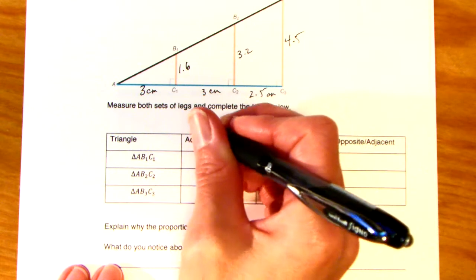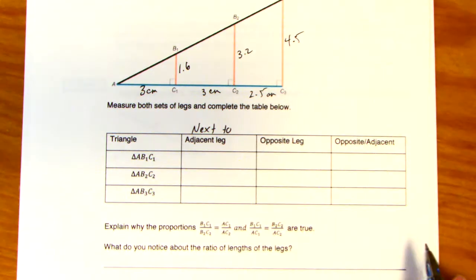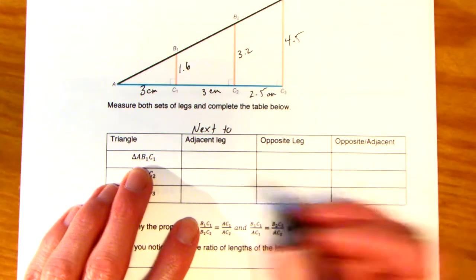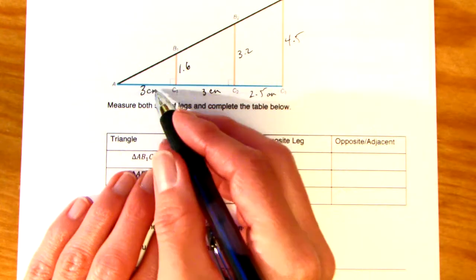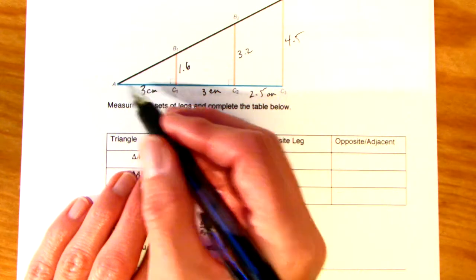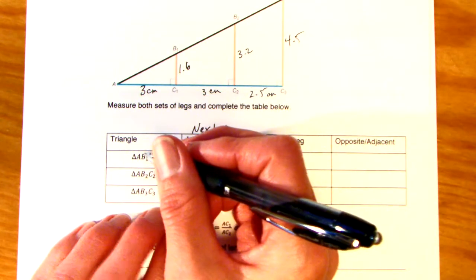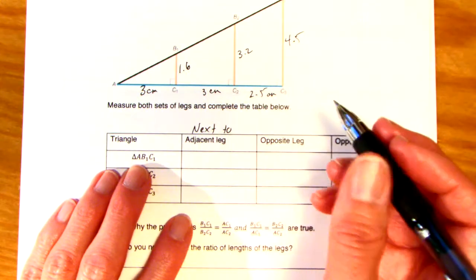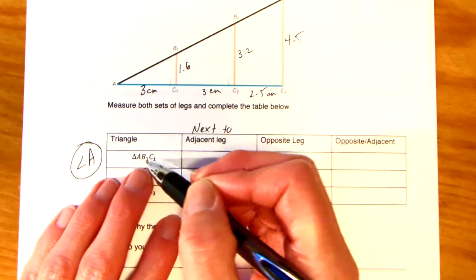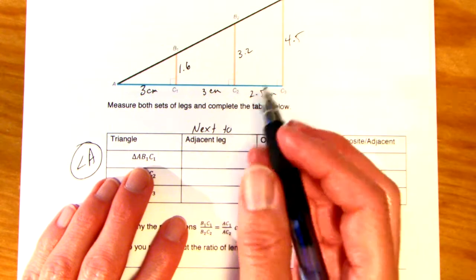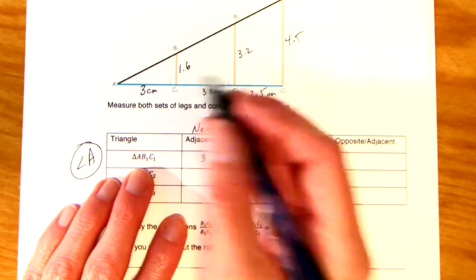Adjacent means next to. Opposite is direct opposite. So triangle AB1C1, that's our smaller triangle. The adjacent leg, so we're looking at the small triangle only, the adjacent leg, the one next to angle A. I should have put A in the middle of all these, right? I have these all written down funny. How about that? Just notice it now. In any case, this is a 3. The opposite leg would be 1.6.